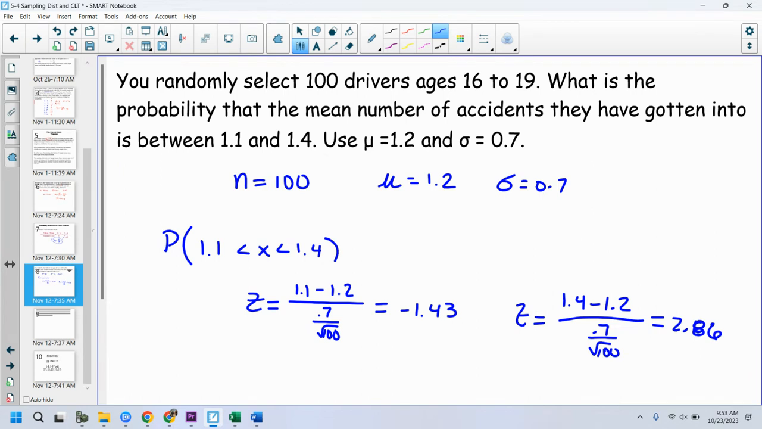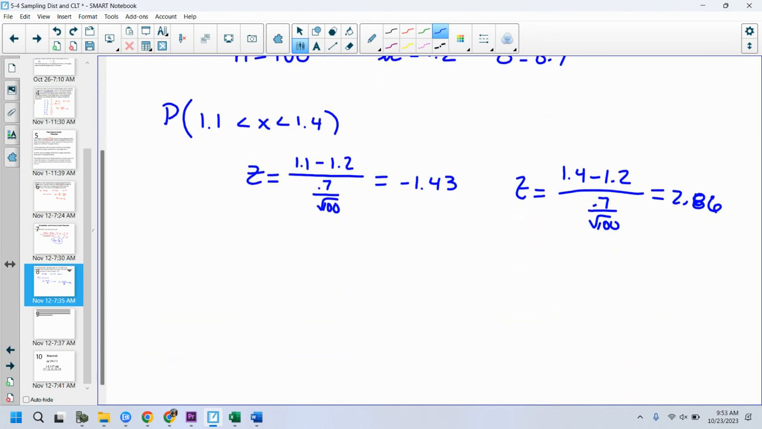2.86. So now I just find the probability that it falls between 1.1 and 1.4. Well, I've got to find negative 1.43 and 2.86. The big one, 2.86. If I go to my z-score table, I'm just going to cheat because I have it written down. 0.9979 for 2.86.